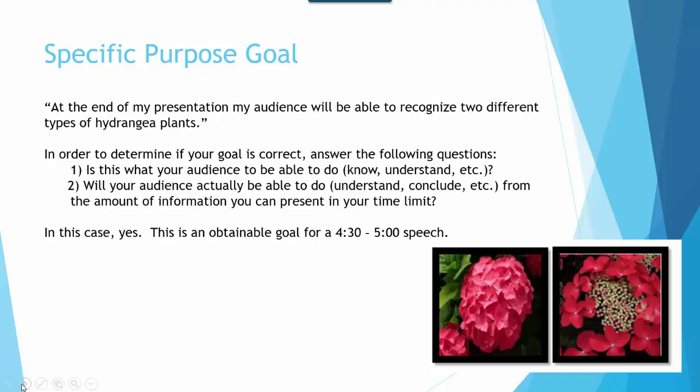In this case, yes, it is obtainable in a 4.5 to 5-minute speech. You can tell that, for one thing, just by looking at the pictures. The plants look very different.